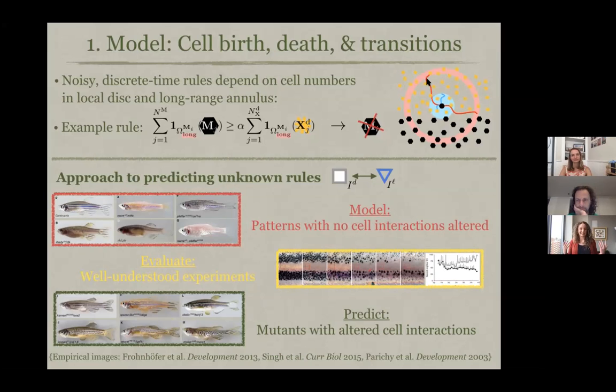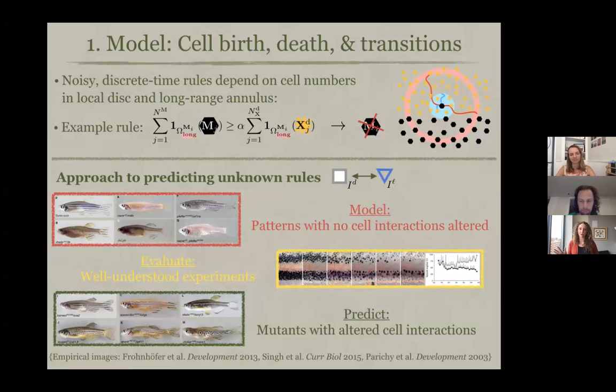And so just as an example of one of those rules, one thing we know on zebrafish is that black cells like to have more orange cells at long range than black cells. So the way we account for this would be to say, look at that center black cell, count all the black cells that are in a long range annulus neighborhood. If that number of black cells is greater than, by some factor, the number of orange cells in that annulus region, then with some probability, kill off the black cell in the center.